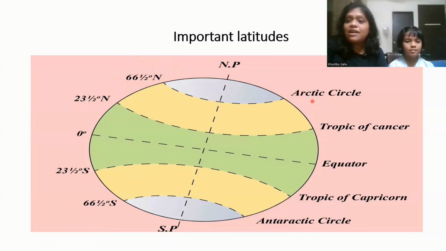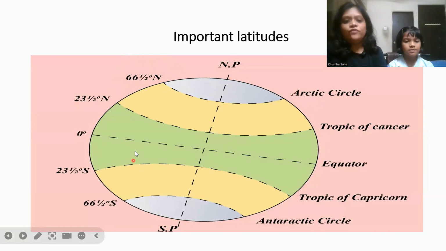Right, Arctic Circle. Then at 90 degrees, our North Pole is there. The same way, when we are moving towards south from the equator, then at 23.5 degrees south, there is the Tropic of Capricorn. Right, the important latitude which is present at 23.5 degrees south is known as the Tropic of Capricorn. And then 66.5 degrees south.